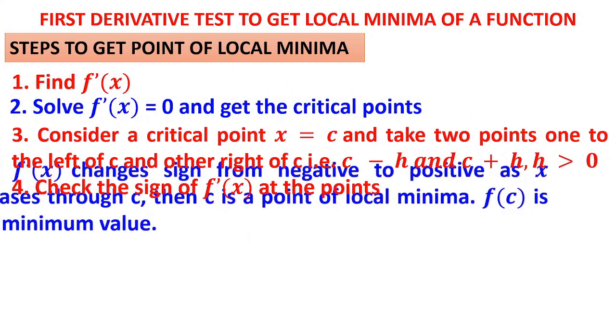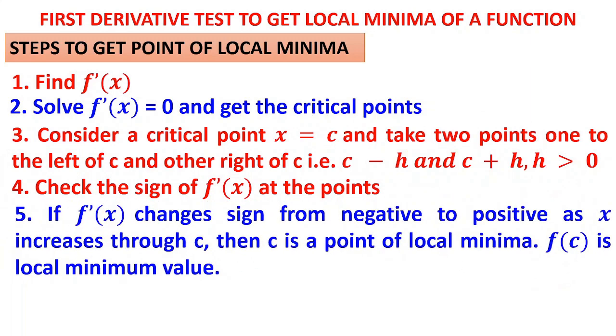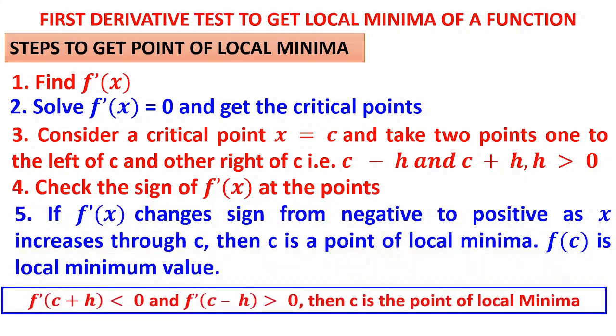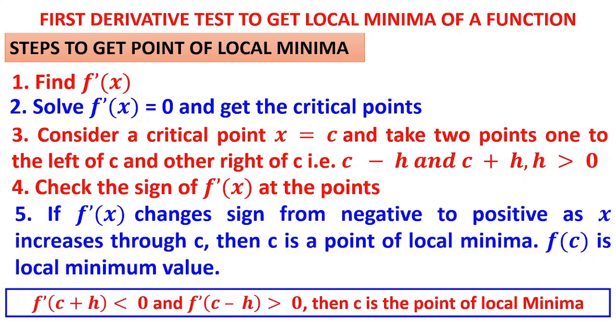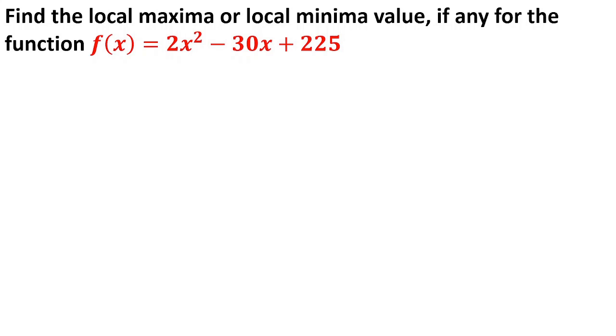Check the sign of f dash of x. If it changes from negative to positive, suppose at c minus h it is negative and at c plus h it is positive, then it is a point of local minima and it is called the local minimum value. Let us take one example.